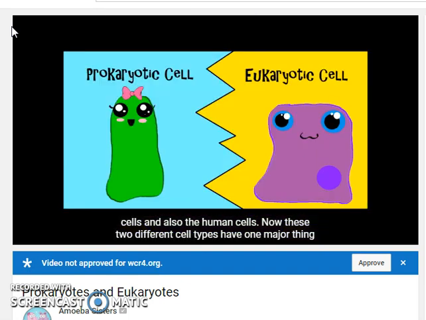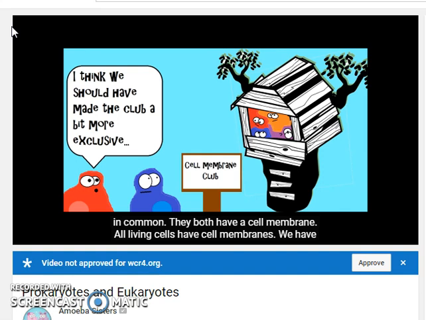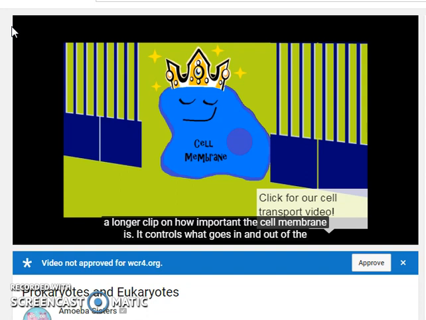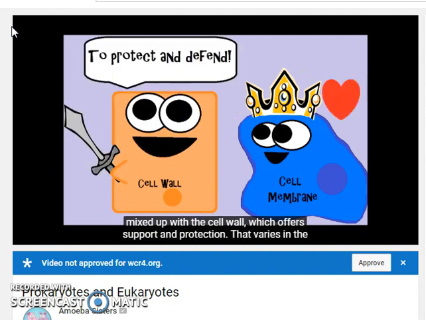Now, these two different cell types have one major thing in common. They both have a cell membrane. All living cells have cell membranes. We have a longer clip on how important the cell membrane is. It controls what goes in and out of the cell, and by doing that, it keeps everything pretty stable. Don't get the cell membrane, though, mixed up with a cell wall, which offers support and protection. That varies in the groups, so that's not an always thing. But cell membrane, yes, always.